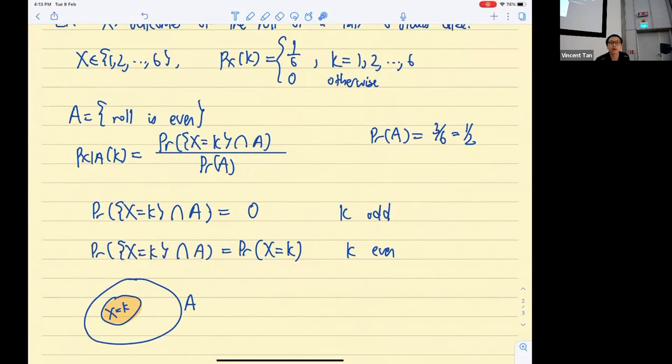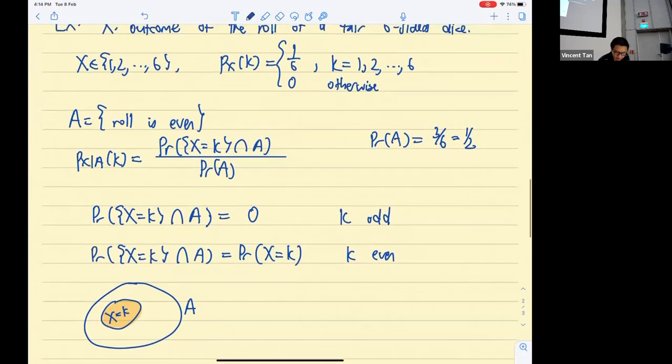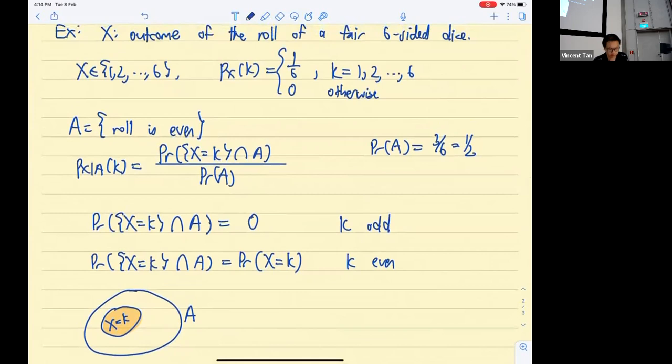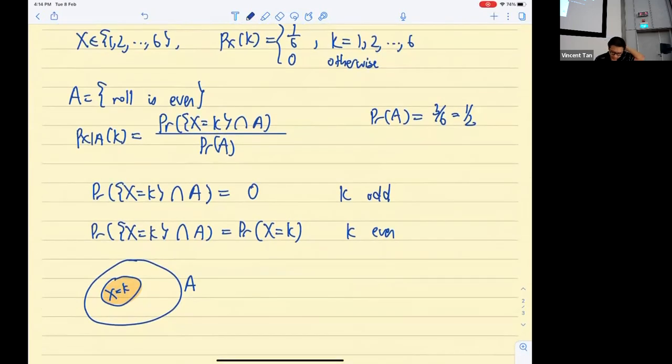Do you agree? Because if you know that X is equal to K and K is even, well, certainly the outcome is even. So you can drop this. Understand? This is the crucial part. Any questions? This is really the crucial part. So now this is nothing but the probability that X equals K, which is 1 over 6, for K even. K odd means 1, 3, 5. Even means 2, 4, 6.